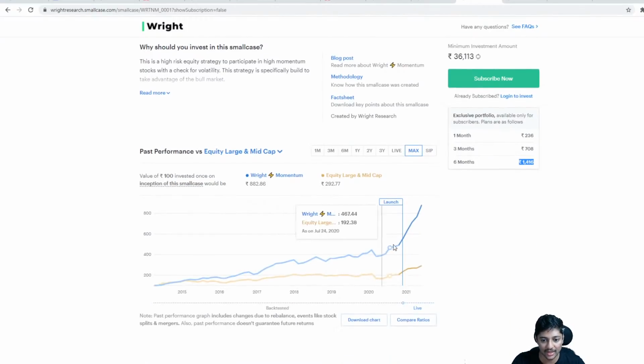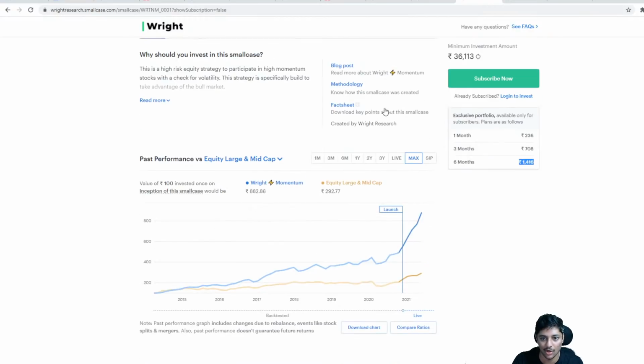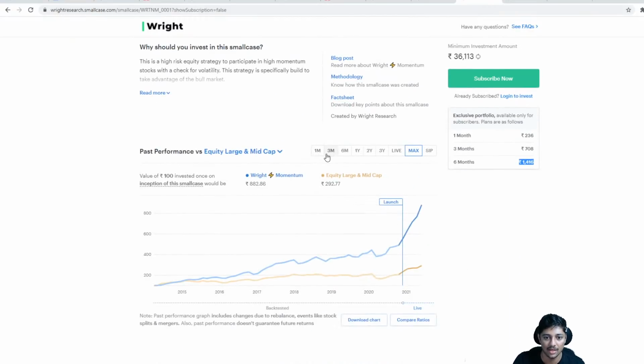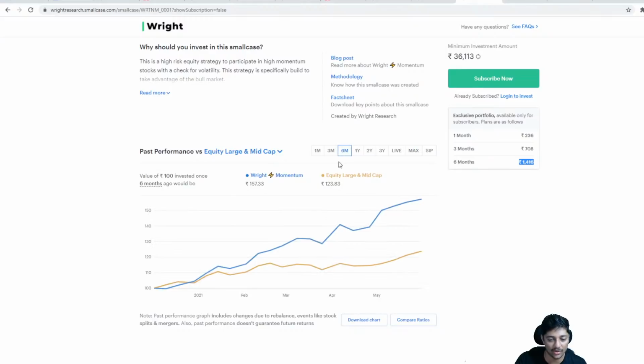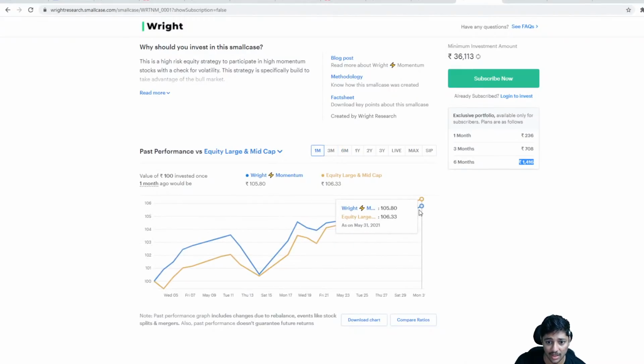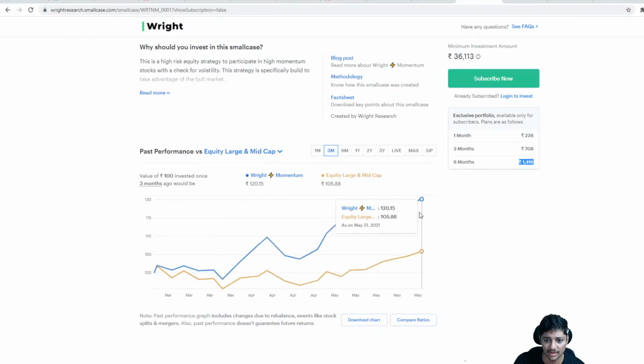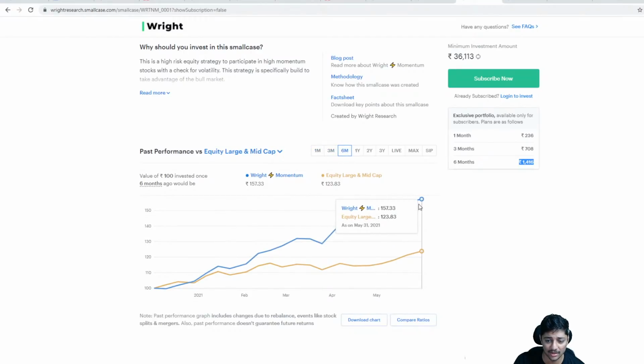Now let's look at it. They've just launched right now, so I don't care about launch CAGR. I will not look at any of this. Straight away, 6 month return. What is the 6 month return? 6 month return is 157. What is 1 month return? 1 month return is 5%, 3 month return is 20%, 6 month return is 157%.